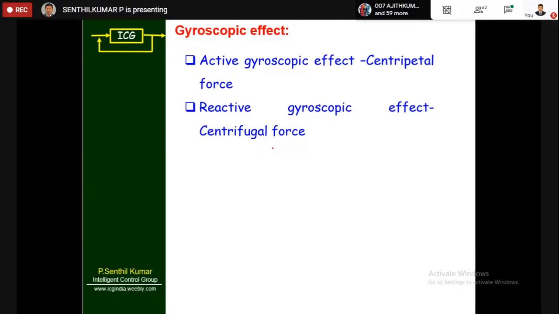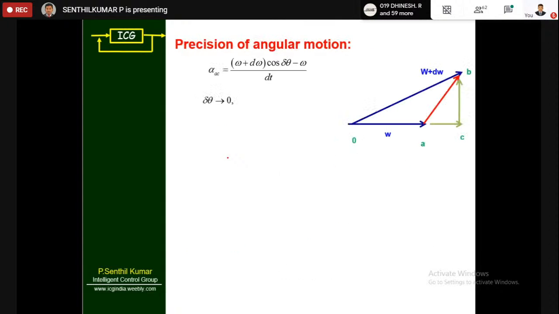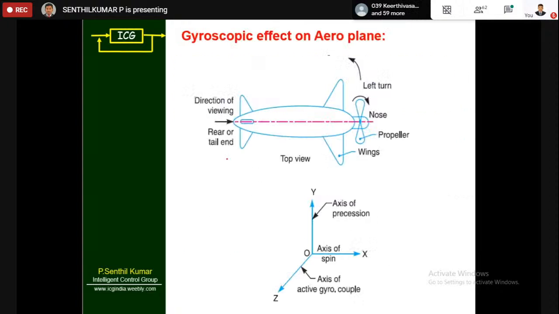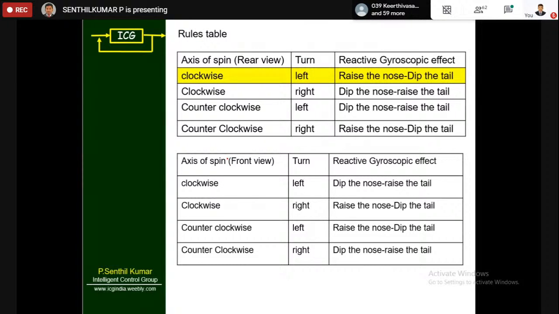So there are two principles, centripetal and centrifugal. You can use both of them to turn your car. Okay, so very simple. There are many concepts. I hope your faculty member discussed all those things, but this is very important.